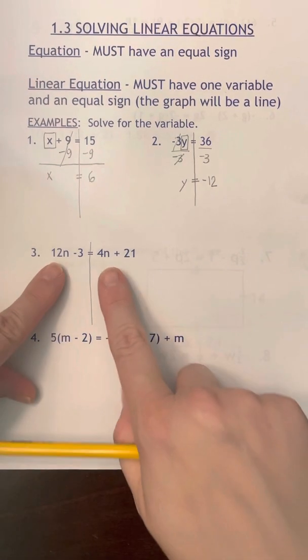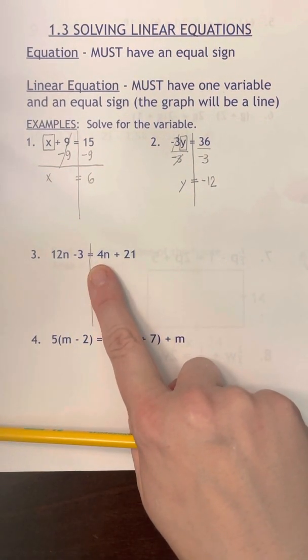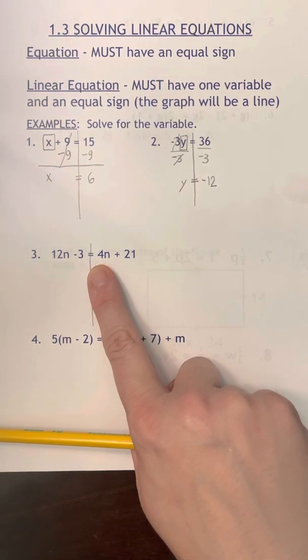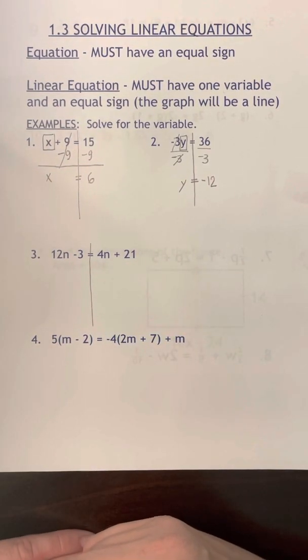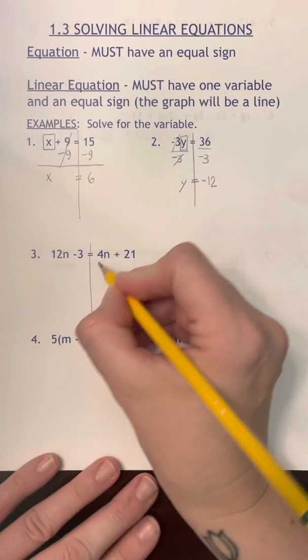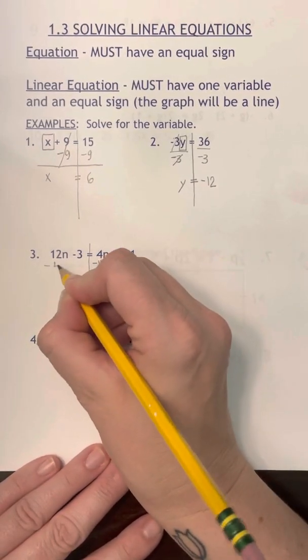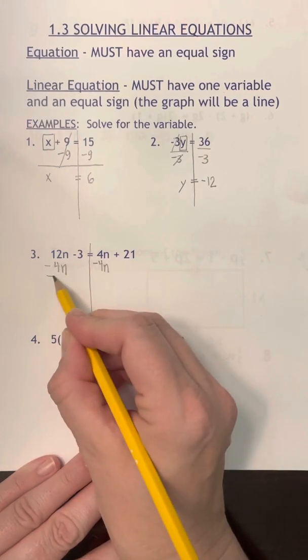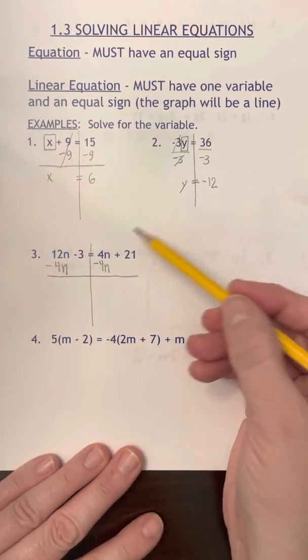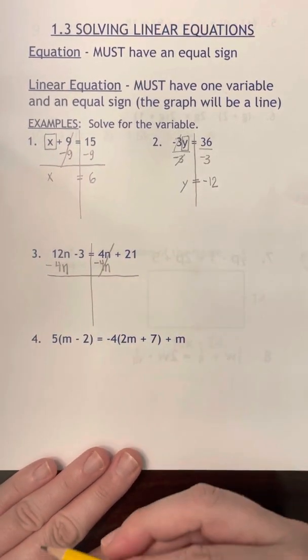So I have a 12n and a 4n. Obviously, 4n is smaller, so I'm going to move that one. Now, because that's a positive 4n, the only way I can get rid of it is to have a negative 4n, which is like subtraction, right? So I am subtracting 4n from both sides. So over here on the right-hand side, those are going to cancel out.